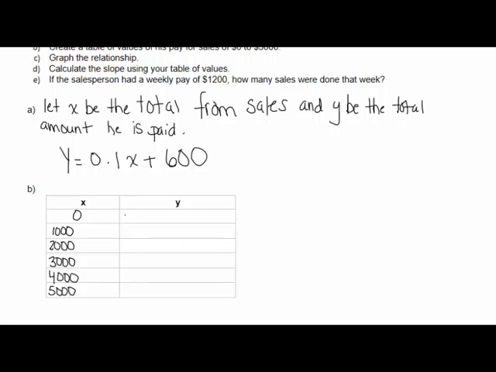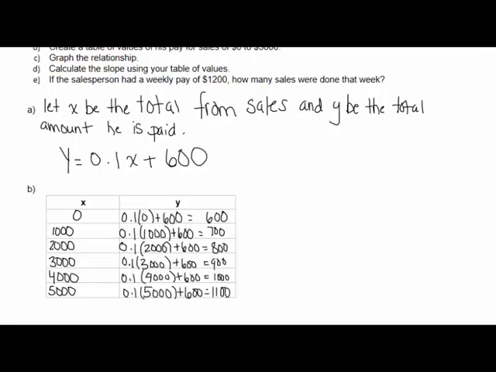If we were to plug in 0 for the number of sales, he would be paid just $600. Now we'll do the same for each of the values. So 0.1 times $1,000 worth of sales, he's going to get $700. 0.1, so if $2,000 of sales are made, he gets $800. And I'll now fill out the rest of the chart for you guys.